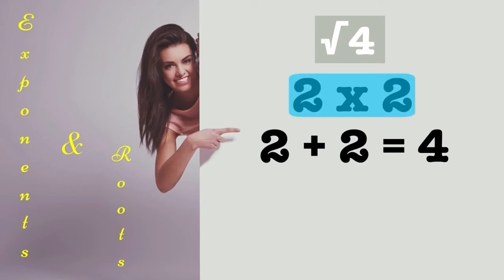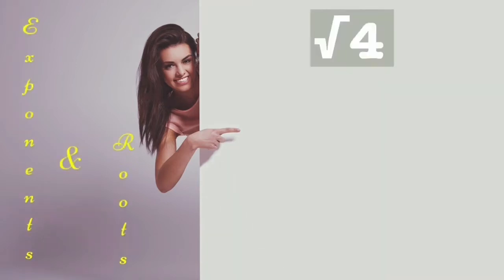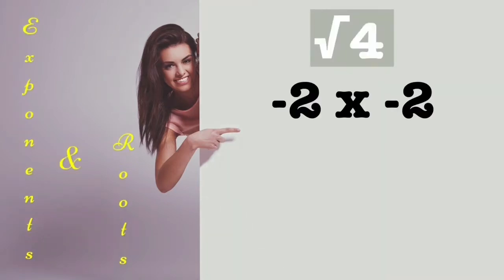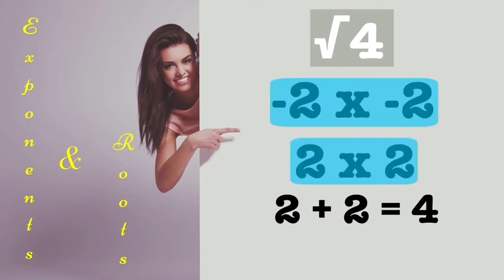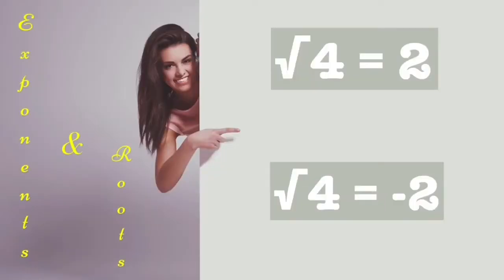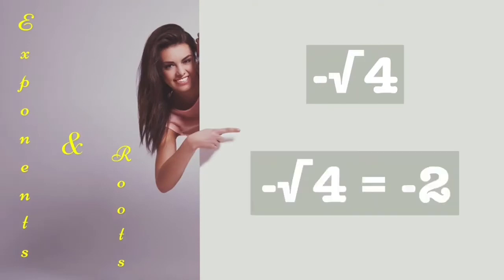This means that the square root of 4 is 2, because 2 times 2 equals 4. Note that 4 has another square root, negative 2, because negative 2 times negative 2 is also a positive 4. If there is a negative sign outside the root symbol, like so, we simply add the negative sign to the final answer, and we end up with negative 2.